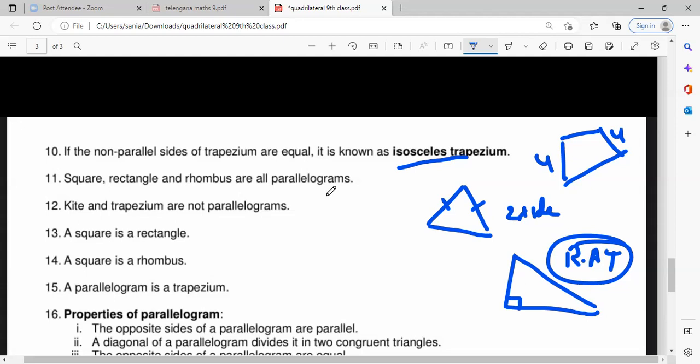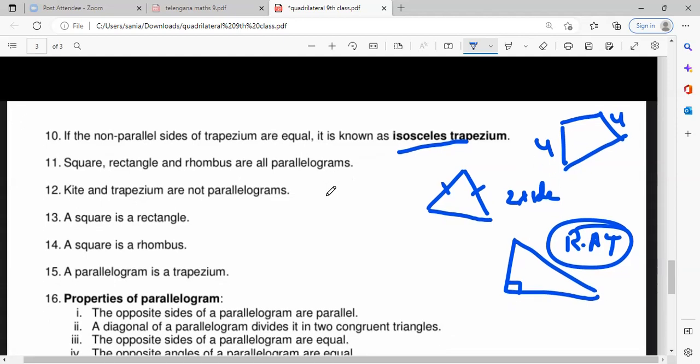Plus, sometimes they give you a question to prove that, okay, this is a parallelogram, prove that it's a square, right? So the basics should be clear to you, so that only then can you convert the things, and only then can you solve the question. So that's why the basics are very important to solve this chapter.